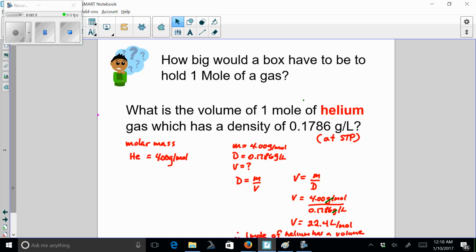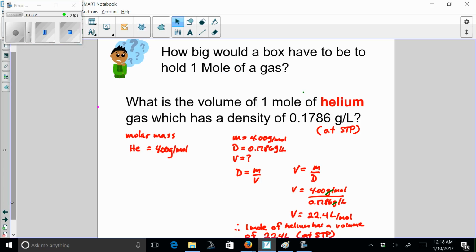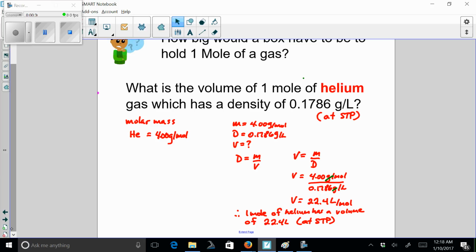To do this, we're going to figure out how much volume 1 mole of helium gas has. What we know is that helium gas has a density of 0.1786 grams per liter. Very light, and that's why helium balloons can float. Now this density is only true at standard temperature and pressure, so you have to be very careful with this.